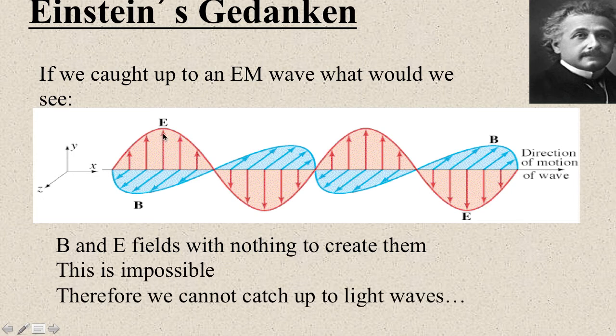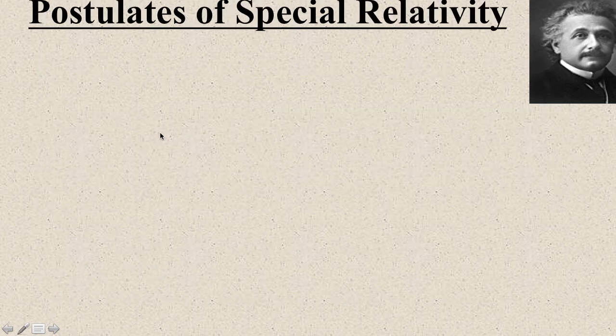In fact, the simplest idea is that the speed of light is the same in all frames of reference, regardless of the motion of the source or the observer, that the speed of light is always, always the same. So he postulated, here are the postulates of special relativity. He postulated that these are true.